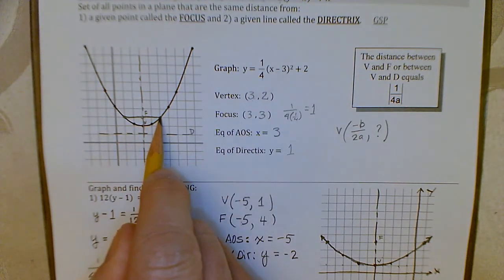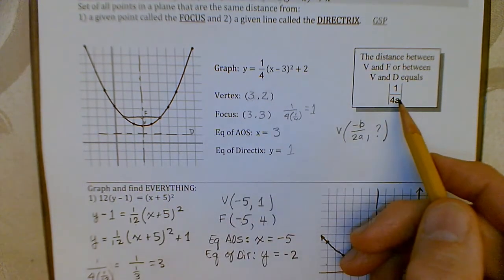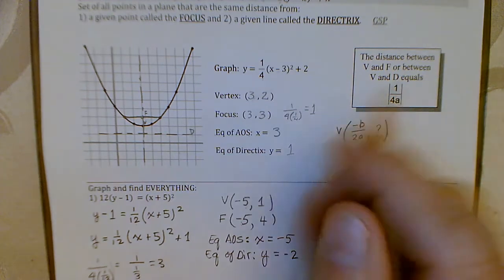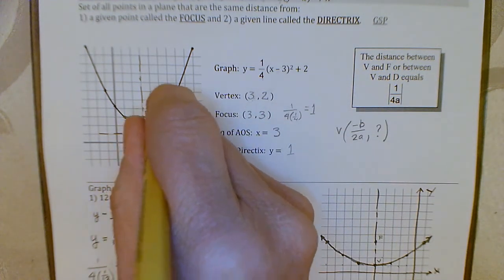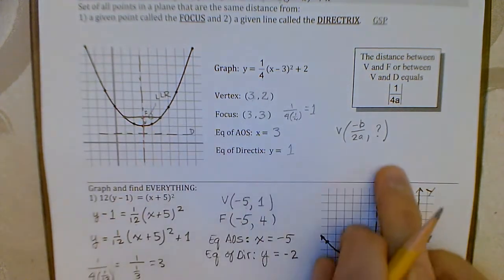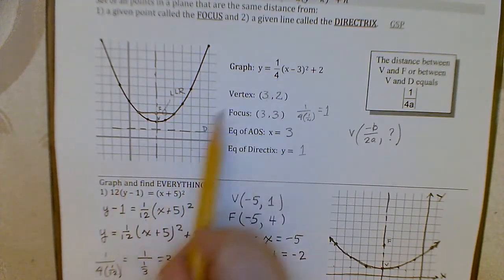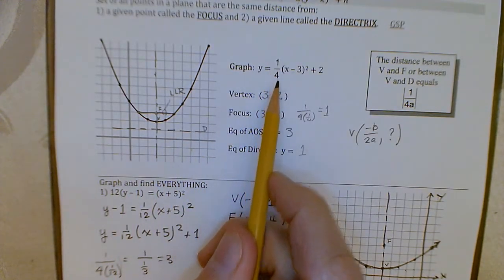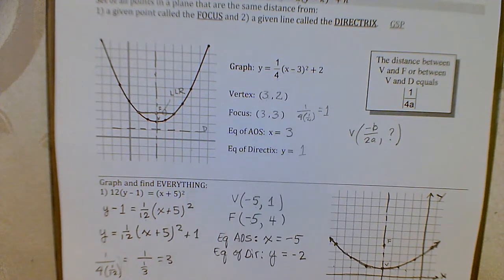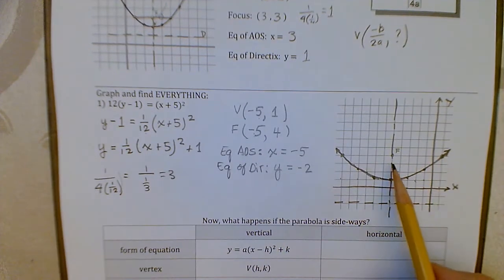And the length of the latus rectum is going to be related to this. So it's really just 1 over A. So the length of the latus rectum is just going to be 1 over A. So you can see, what's 1 over 1/4? It's 4, and the length of this latus rectum is 4, okay?